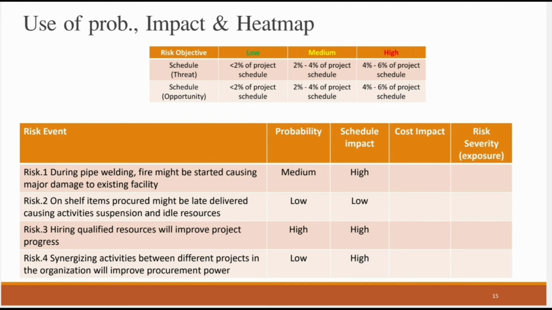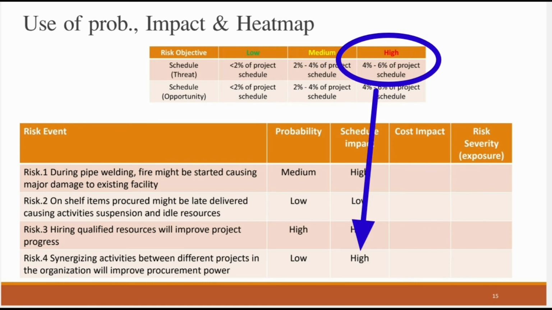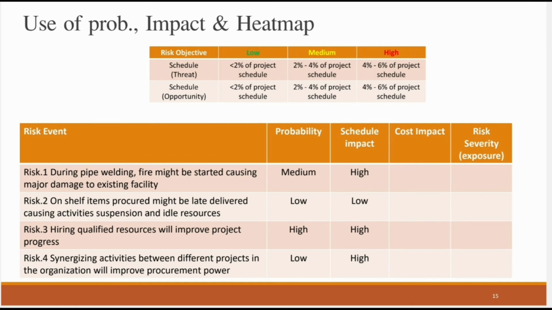What about the synergy between activities? Yep, if we are to synergize, we're going to have a very good economy of scale, and it will improve our procurement power in front of our suppliers and vendors, and they will be giving us a better lead time, a better delivery schedule, and I believe it's going to be 4 to 6%. Again, what we have done, we have discussed the impact on the project through reviewing our impact matrix and seeing how that risk will impact the project.